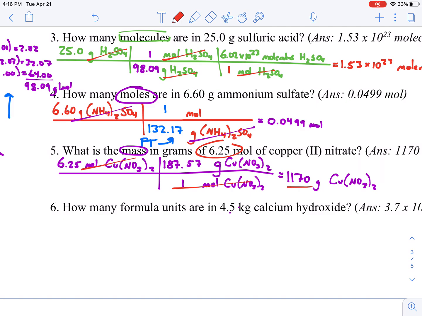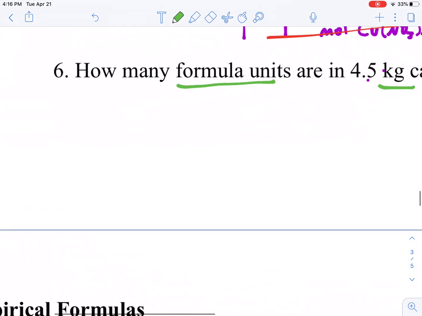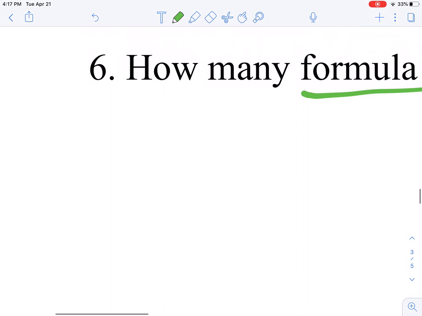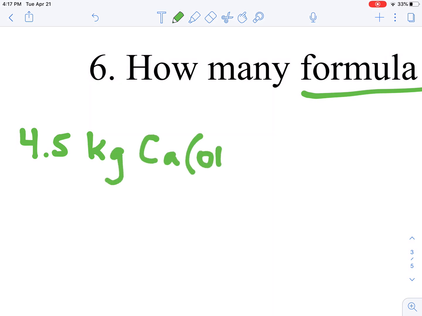Finally, looking down to number 6, we've got a big one. So we want to know formula units. We want to know particles in a mass. So if we're going from mass to particles, you know this might take multiple steps. Also, we are given 4.5 kilograms of calcium hydroxide, just to make life interesting. Right, so we're going to start out with our 4.5 kilograms of calcium hydroxide, CaOH2.